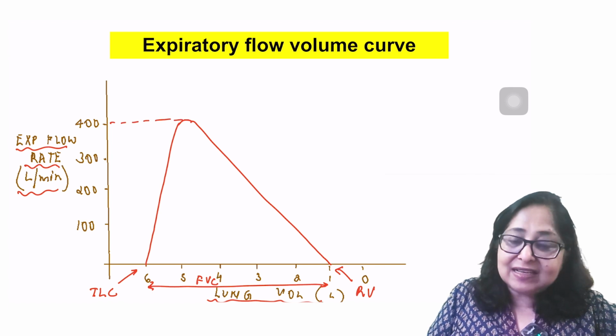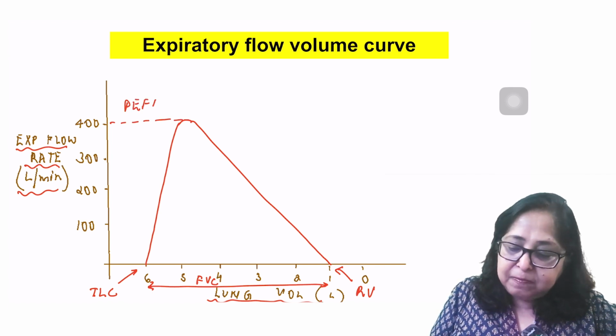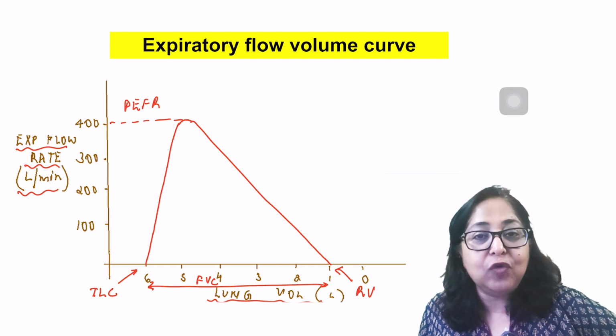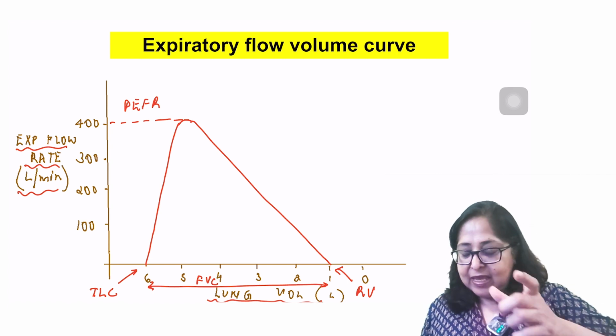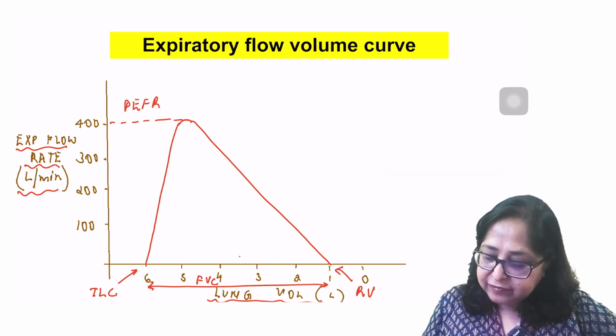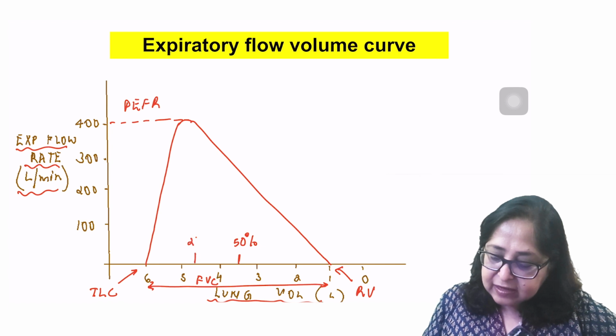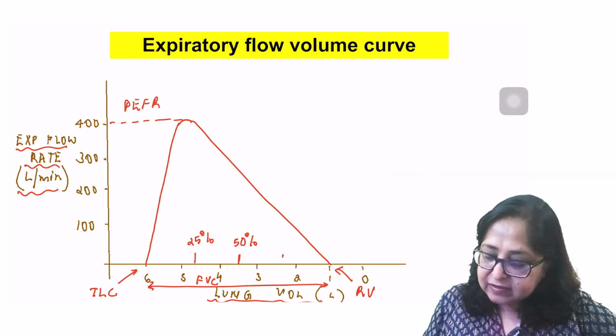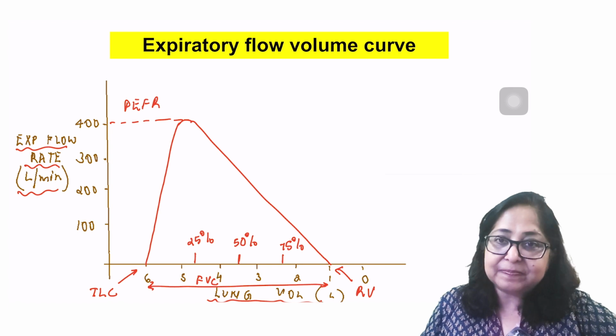This maximum height of the curve is the peak expiratory flow rate. This width of the curve we said is forced vital capacity. Let's divide the forced vital capacity into 4 parts. This is 50% of vital capacity. This is approximately 25%. This is approximately 75%.